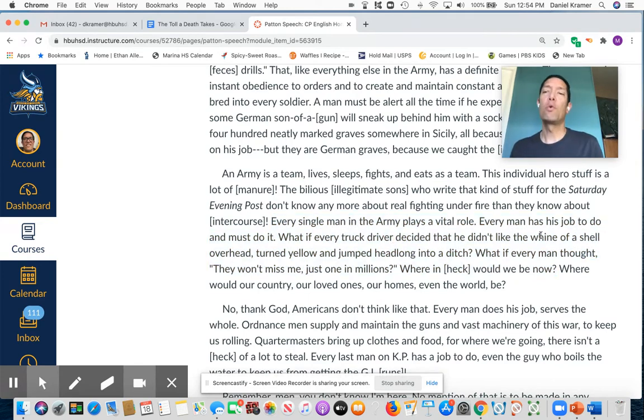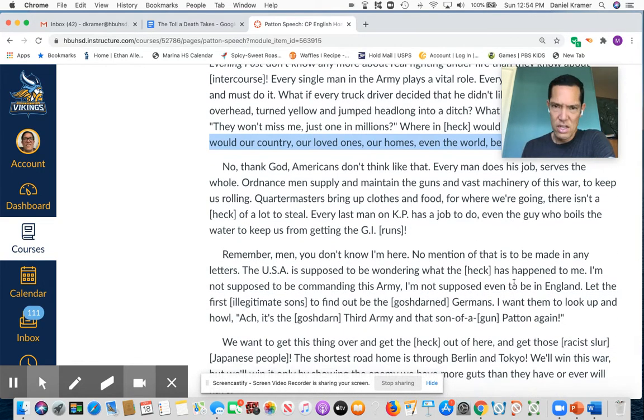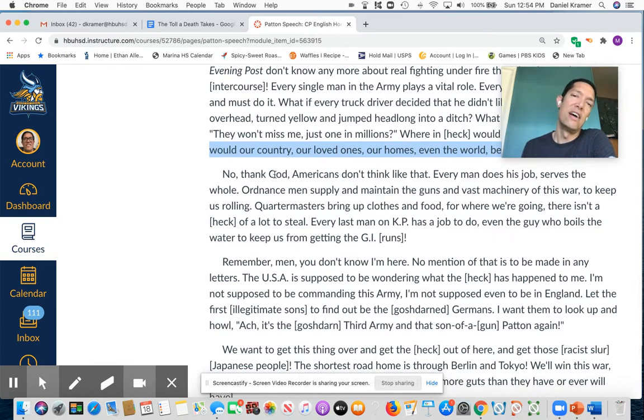But then once we get to where would we be now, where would our country, our loved ones, our homes? Okay, notice he used the word homes, right? Not houses. We talked about the difference between houses and homes. He's using a word that has more connotation. But once you start talking about country and loved ones and homes and the world, that's all pathos, right? And appropriately, this is what you need to do to a bunch of soldiers. You need to get them pumped up, right? No, thank God that Americans don't live like that. You could call that ethos, to appeal to religious people, but it's more of an expression, I think. I don't think it's specifically used for that, but maybe.